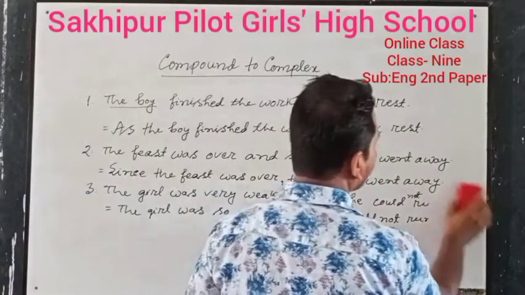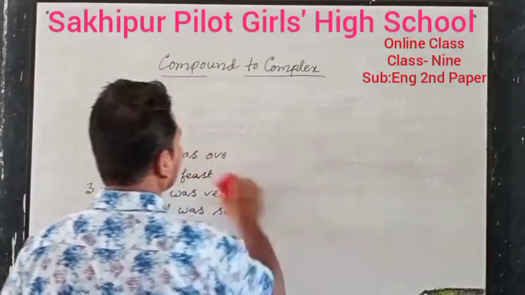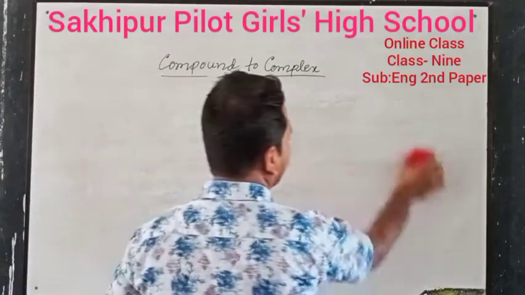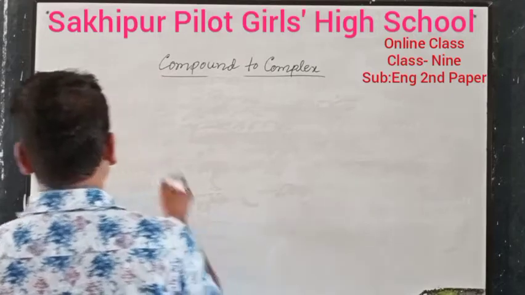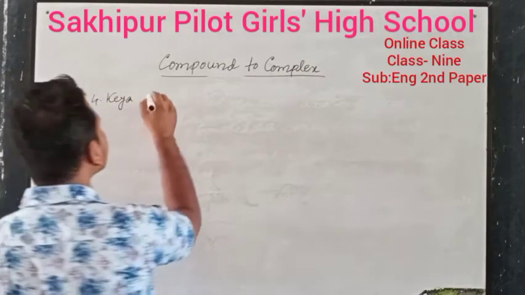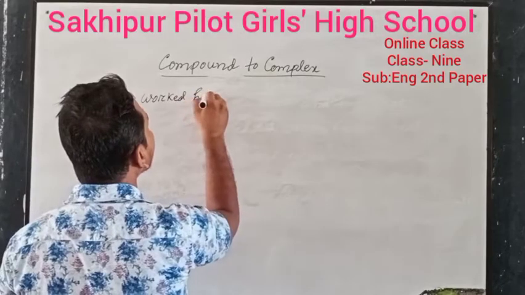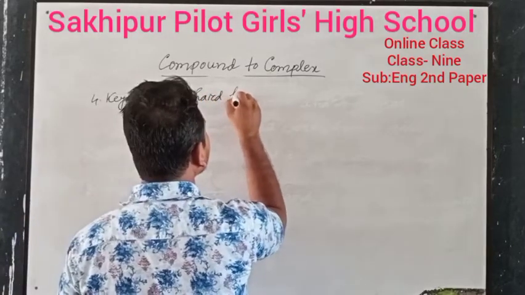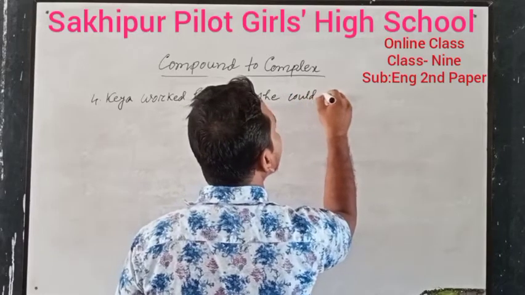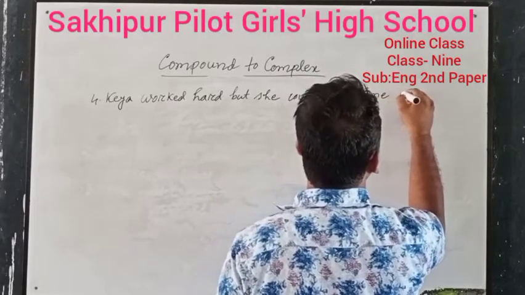Okay, come to another rule. Rule 4: if the conjunction is "but". She worked hard, but she could not shine in light. She could not shine in light.